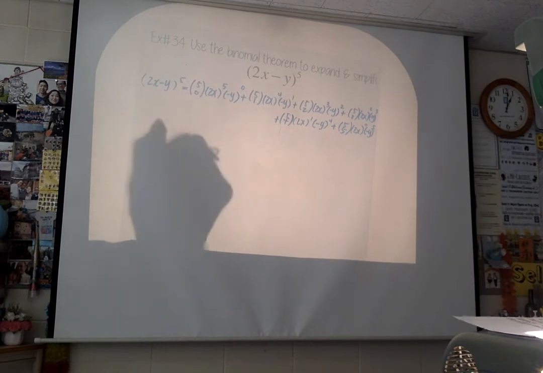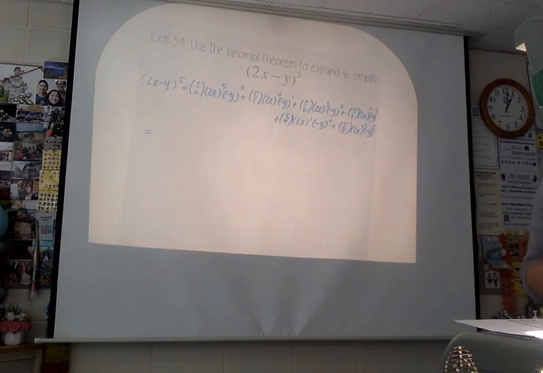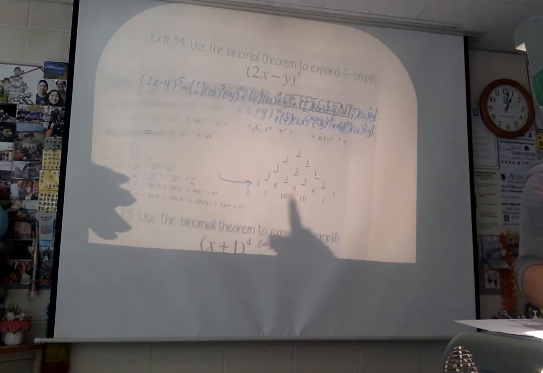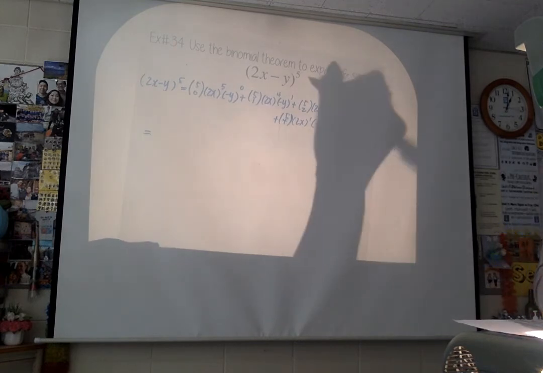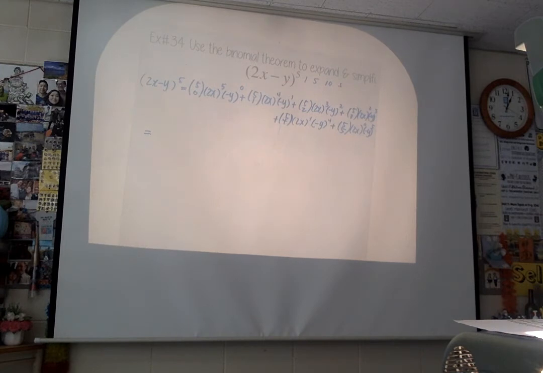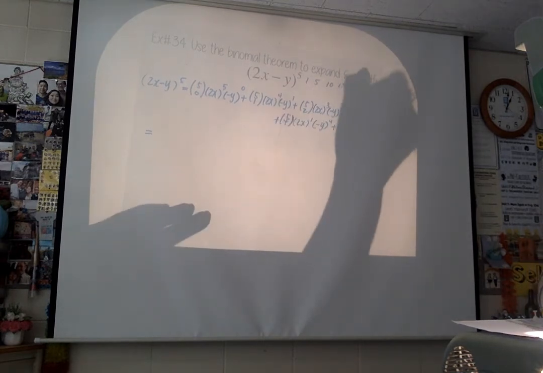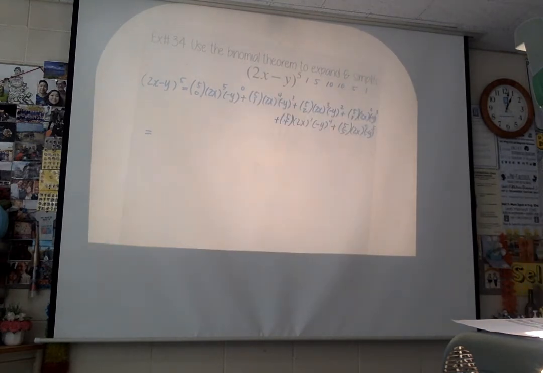All right. Now, when I simplify this, based on your look at your Pascal's triangle right now, what should the row with 5 tell me? This row with the 5 should be 1, 5, 10, 10, 5, 1. Let's see if indeed we get that as our coefficients, okay?